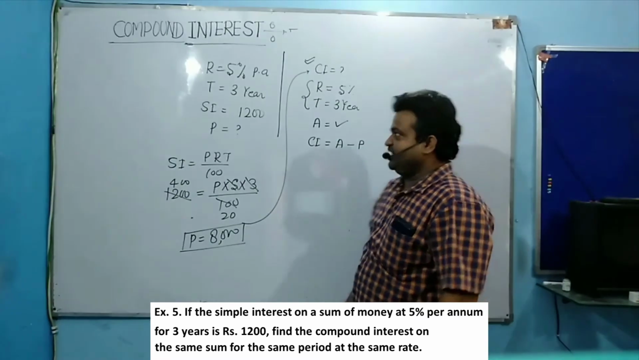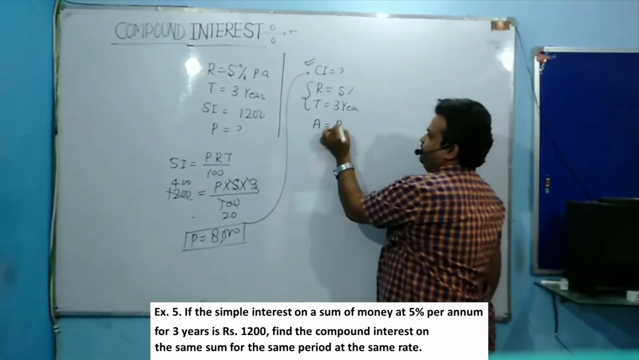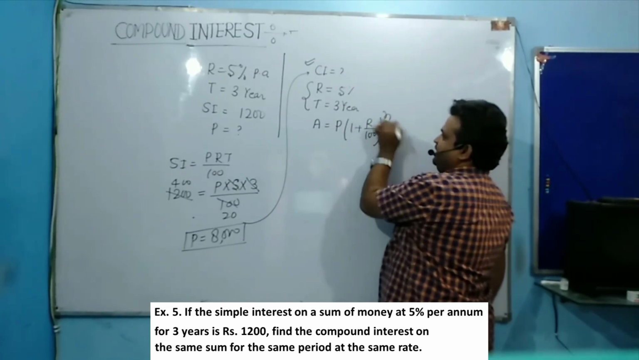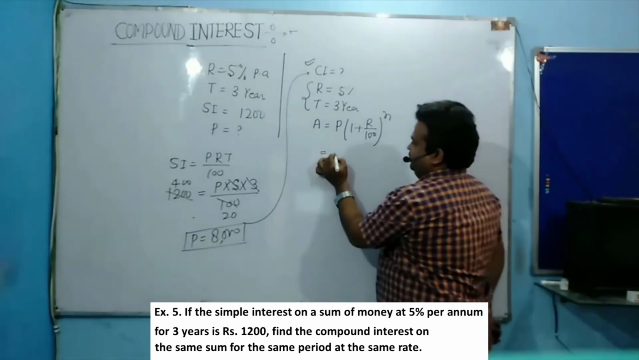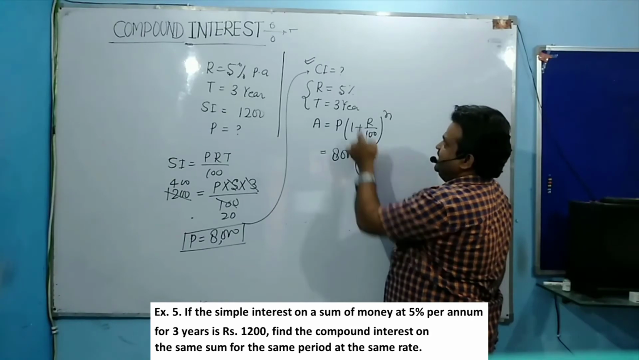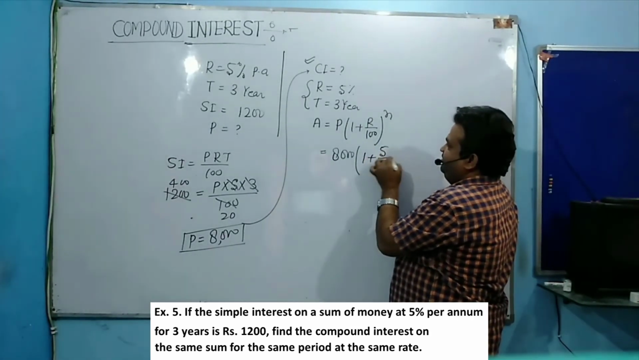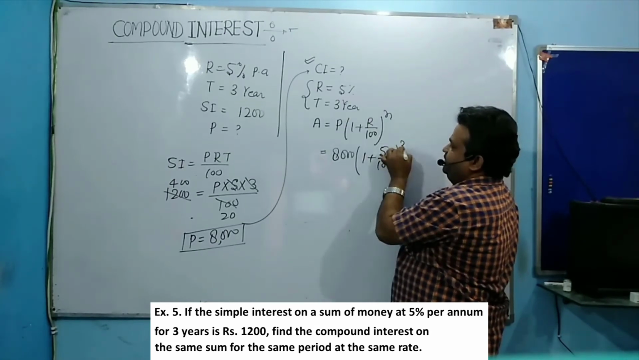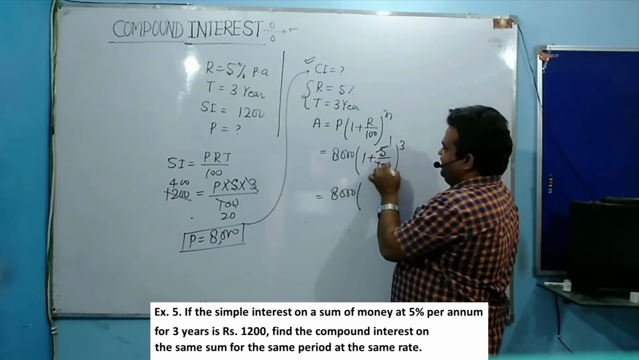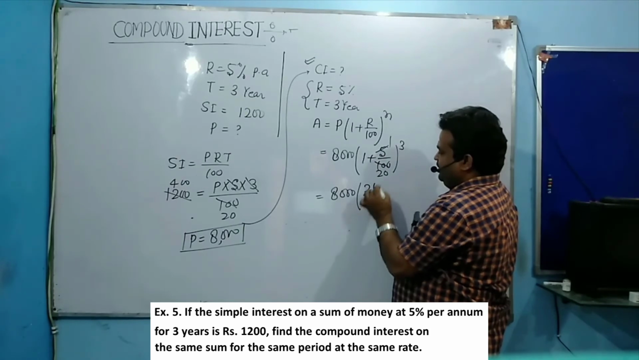Now P is the same for this also. So what is my A formula here? My A formula is P times 1 plus R divided by 100 raised to the power n. Now the P value is 8000, which you get from the simple interest formula. 1 plus the R value, same rate, same time as mentioned in the question. So 5 divided by 100 raised to the power 3. So this is 8000, 5 1 is 5, 5 2 is 10, 0, 20 plus 1, 21 by 20 raised to the power 3.